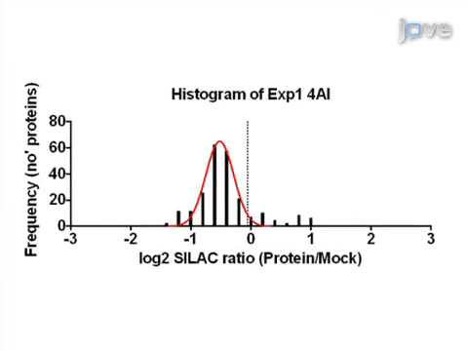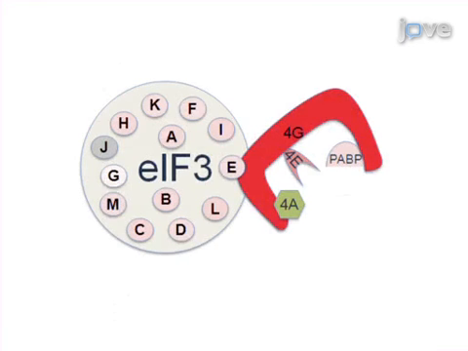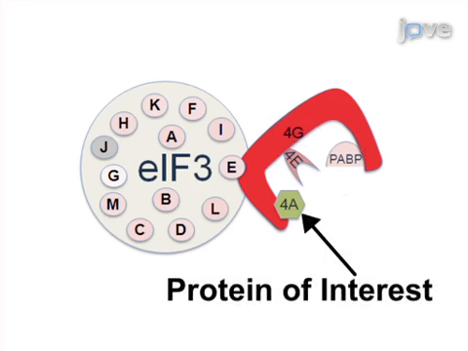The final step is to analyze the mass spectrometry data to identify proteins interacting with the protein of interest. Ultimately, stable isotope labeling of amino acids in cell culture, or SILAC-immunoprecipitations, are capable of identifying large numbers of both direct and indirect interactions with a protein of interest from tissue culture cells.